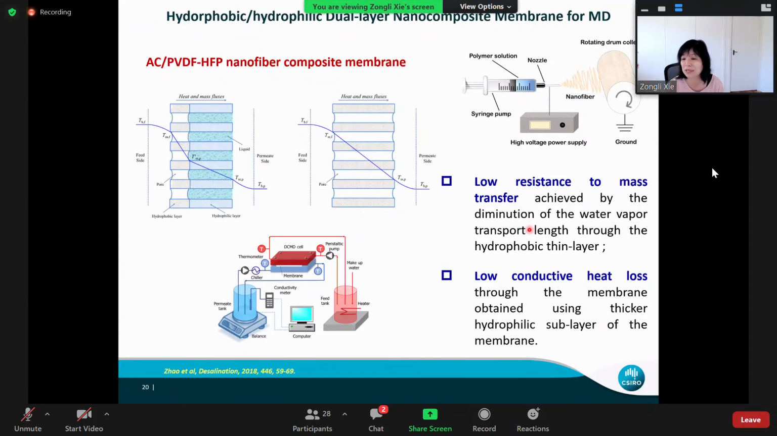We could lower the resistance to mass transfer because the water vapor transport length through the hydrophobic layer is going to be reduced. And the other thing is, because we have this hydrophilic layer, we can reduce the conductive heat loss. So in that case, we can improve the thermal efficiency.